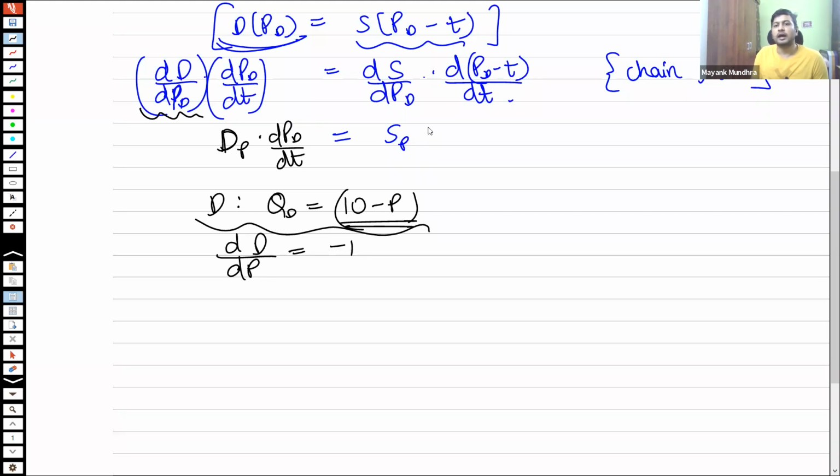And the other side becomes S'(P) into the differentiation of PD minus T by dT. So this is going to be dPD by dT minus 1.